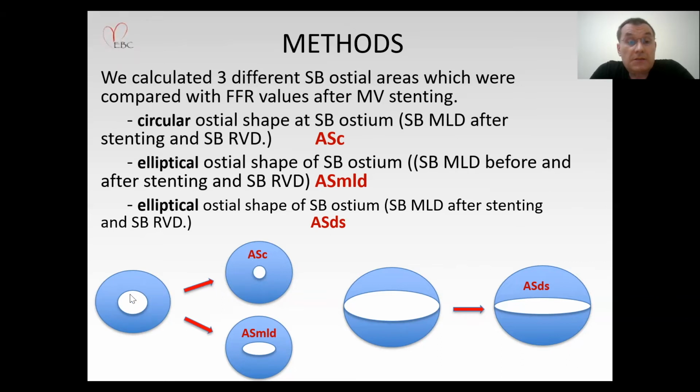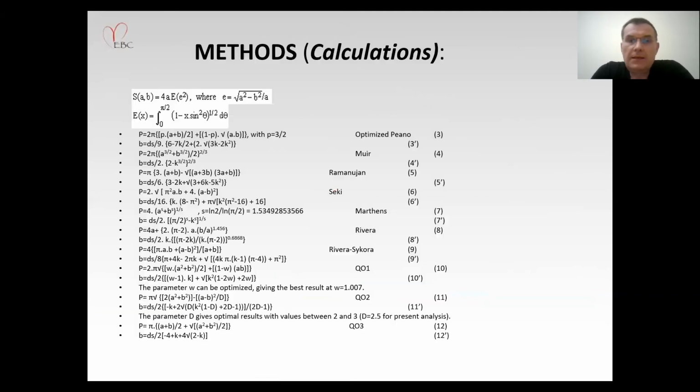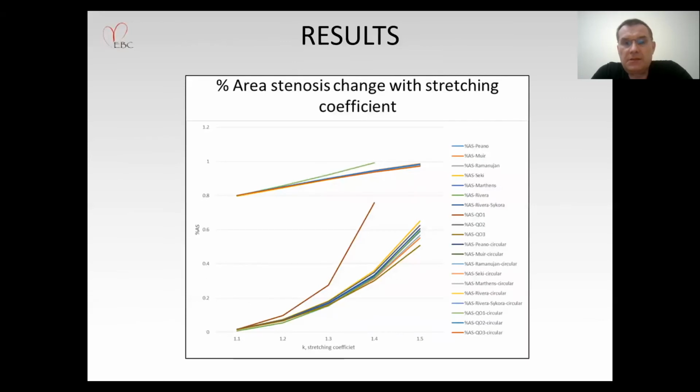The second one is circular to ellipse, where the perimeter of the ostium is constant and only the shape is changing. And as an alternative, we assume that the ostium is elliptic at the beginning before stenting, and it becomes much more elliptical after stenting. And these are the formulas which we used for our theoretical calculations and predictions.